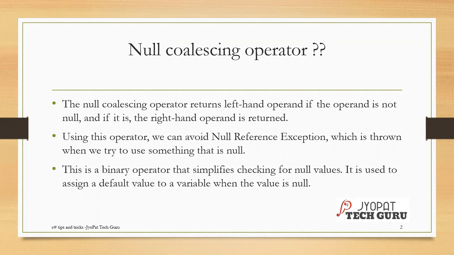So many a times we will be trying to access data from the database, or accept it from a method or from the user. Whether the data is null or not, we can check it very easily using this double question mark or null coalescing operator. Using this operator, we can avoid the null reference exception, which is thrown when we try to use something that is null. This is a binary operator that simplifies checking for null values.